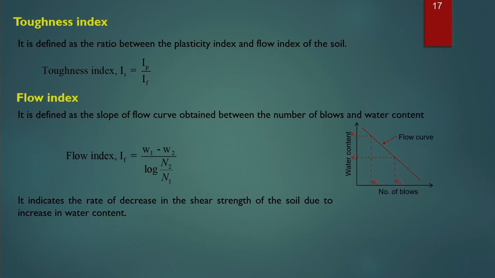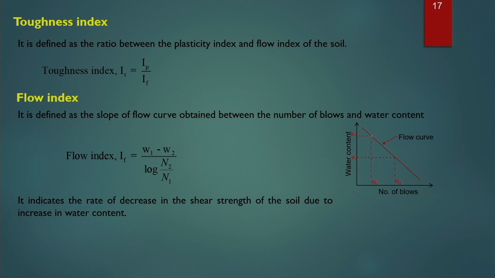There is another term called toughness index, which is defined as the ratio between the plasticity index and the flow index of the soil. It indicates the strength of the soil near its plastic limit. The flow index is generally derived from the Casagrande method. While determining the liquid limit of the soil, we obtain a curve known as the flow curve. During this determination, we plot the graph with water content on the y axis and number of blows on the x axis.